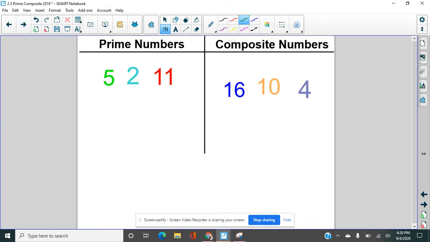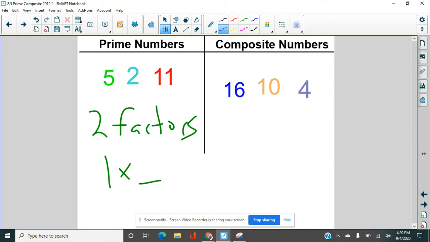What does prime mean? Prime means that a number only has exactly two factors. That number is always 1 times whatever the number is, right? So 1 times 5, those are the two factors. 1 times 2, 1 times 11. That's it. Composite numbers. The definition for composite numbers, they have more than two factors.